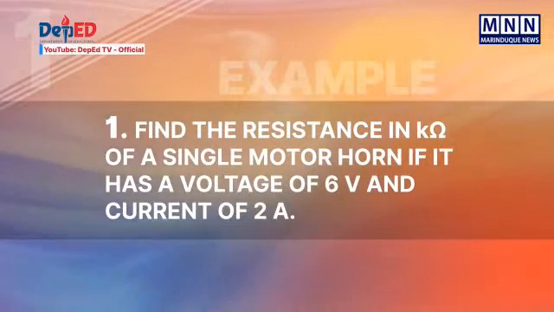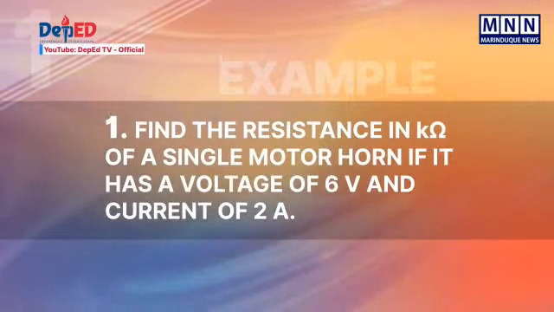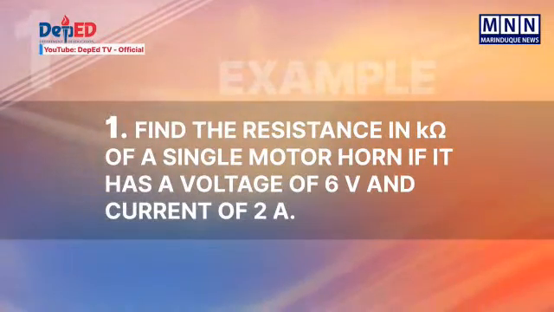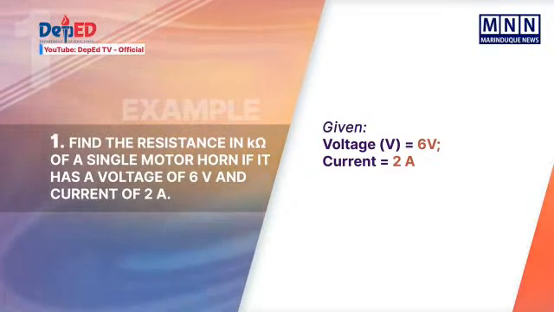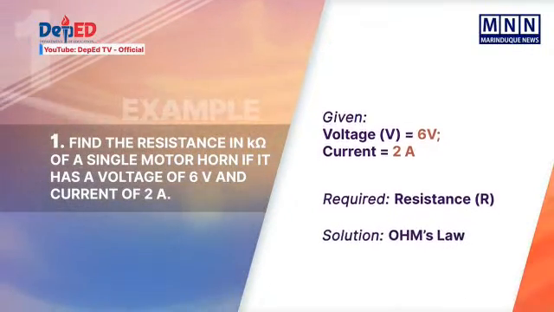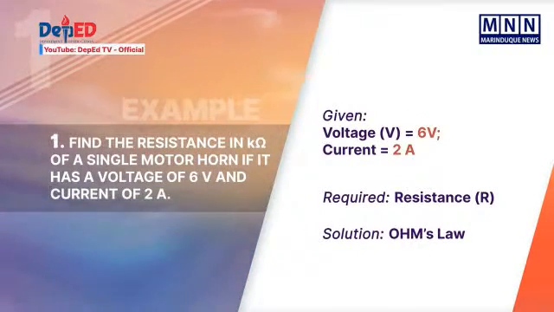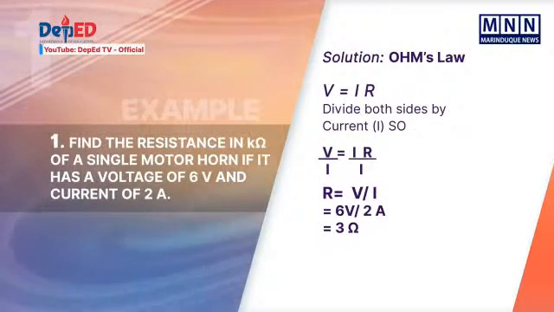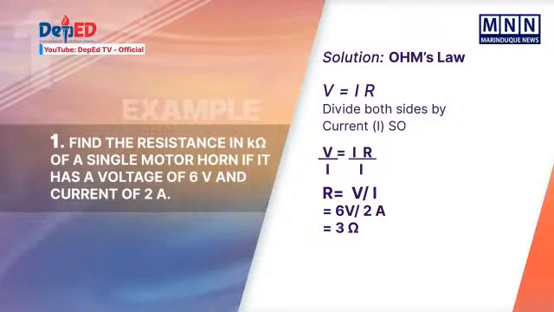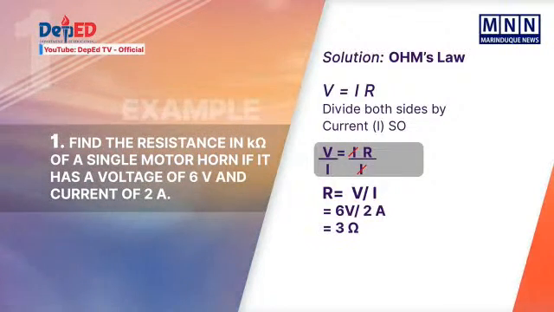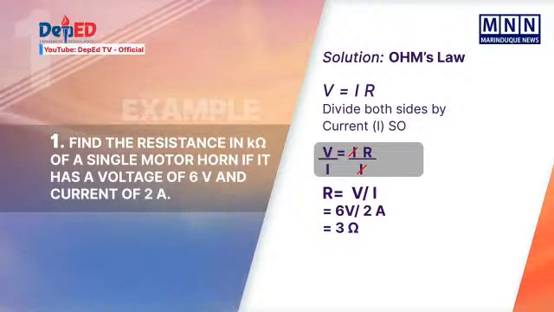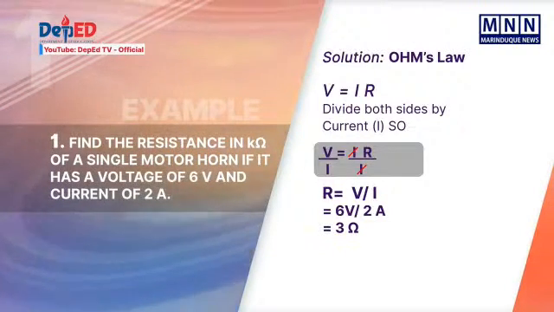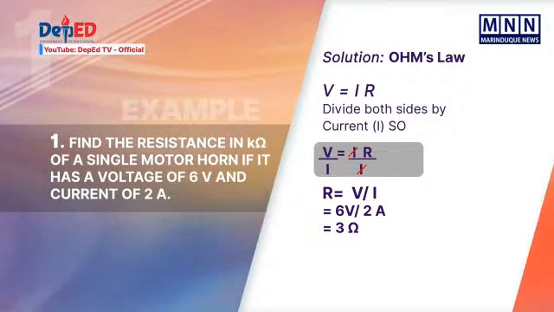Find the resistance in ohm of a single motor horn if it has a voltage of 6 volts and current of 2 amperes. For the given, we have voltage at 6 volts and current at 2 amperes. Required: resistance. For the solution, we have to use Ohm's law. V equals I multiplied by R. We have to divide both sides by current. So V over I equals I multiplied by R over I. R equals V divided by I, that is 6 volts divided by 2 amperes, and that gives us 3 ohms.